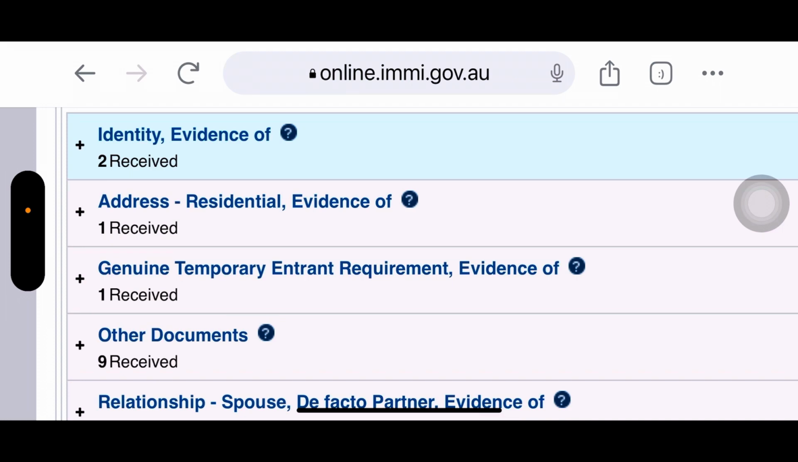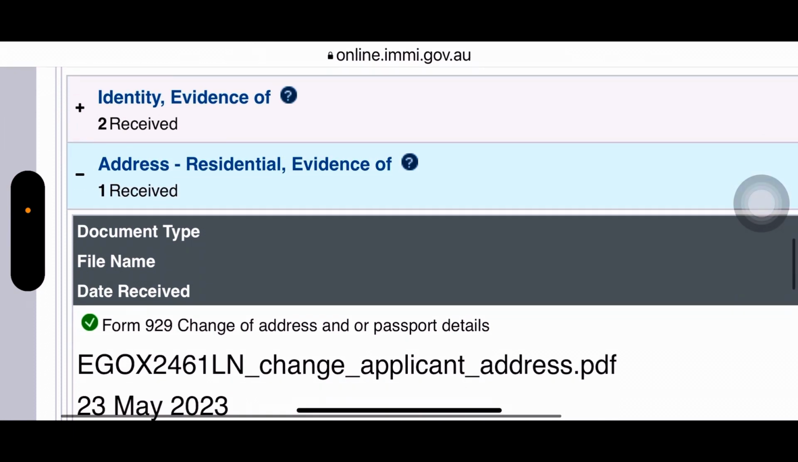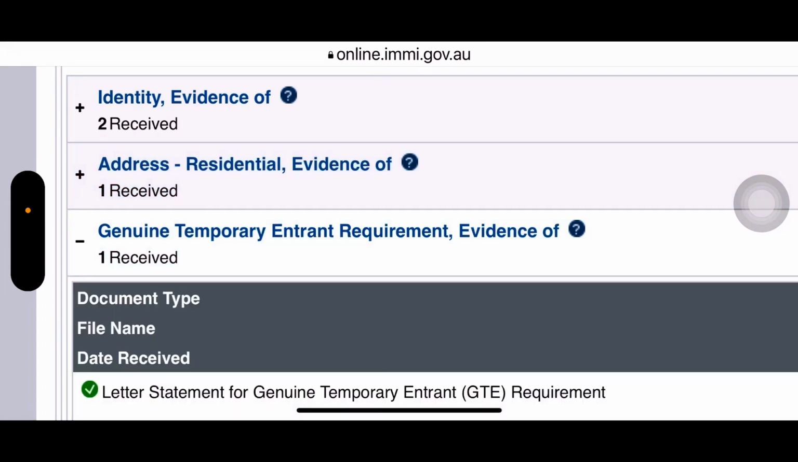Then for the address, if the applicant changes his address after lodging the application, you have to provide this form, change applicant address. My partner changed his residential address. He worked in Taiwan and then went home to the Philippines, so he has a new residential address. So, we have to provide this form. And then the GTE or genuine temporary entrant.